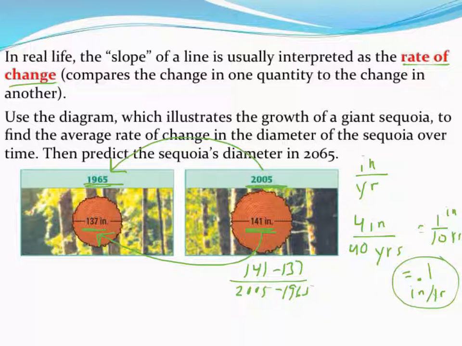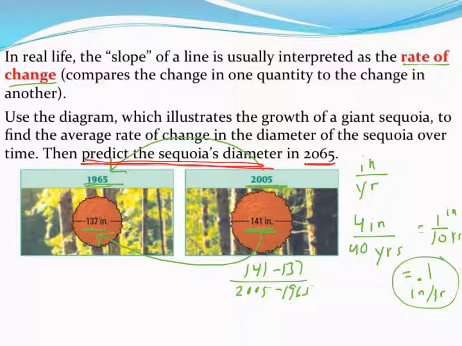There was one more question, though. They wanted us to make a prediction. Suppose this tree continues to grow at this rate. So no lightning strikes, no fires, no people with axes, I guess. No one's coming to chop this tree down. Let's make a prediction of how wide this tree is going to be in 2065.